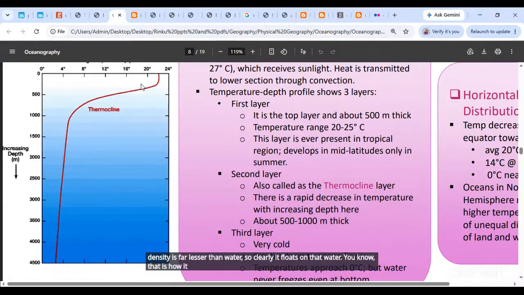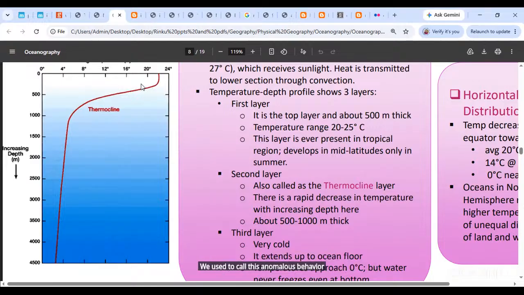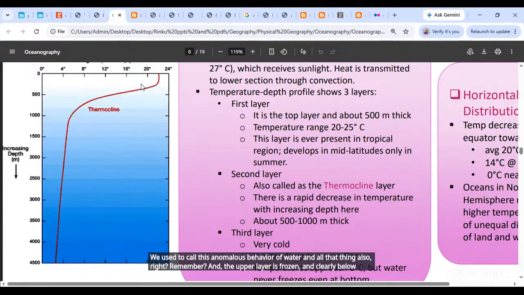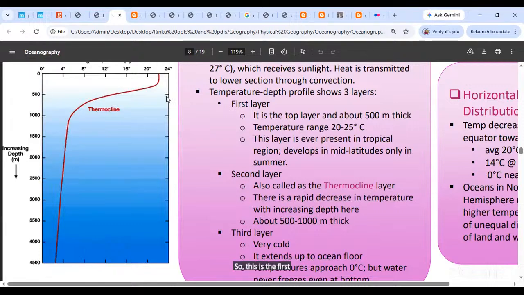In colder regions, you'll find that the upper layer of water is frozen. We used to call this the anomalous behavior of water, remember? And the upper layer is frozen, and clearly below it all the marine life exists, because that layer is unfrozen. It is cold water, but it is still in a liquid state. So this is the first layer, at about 500 meters depth.